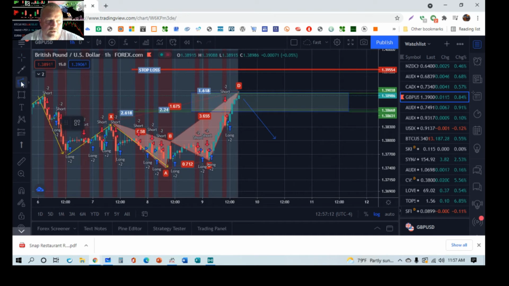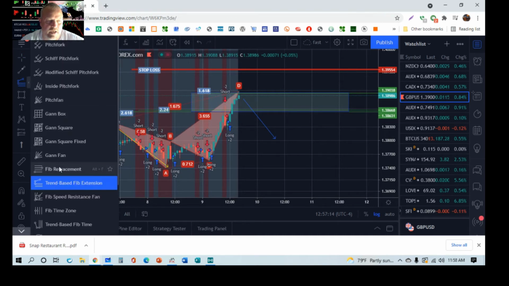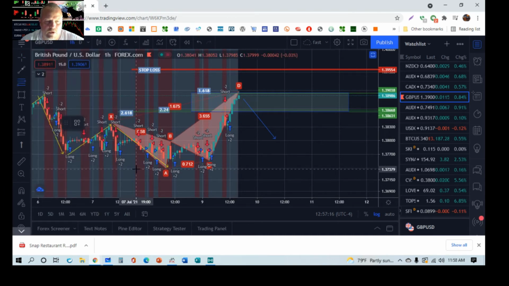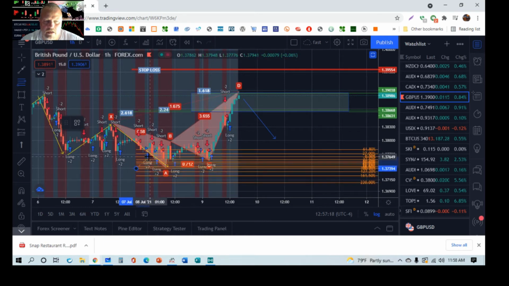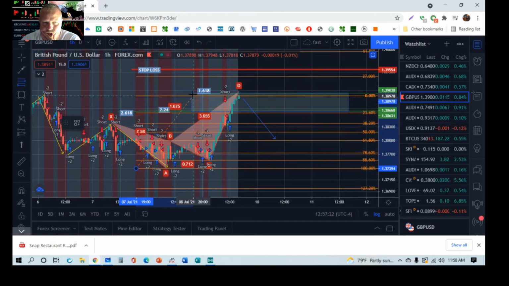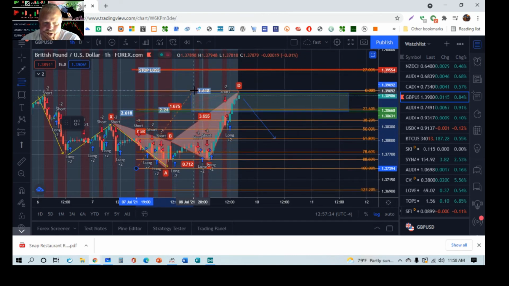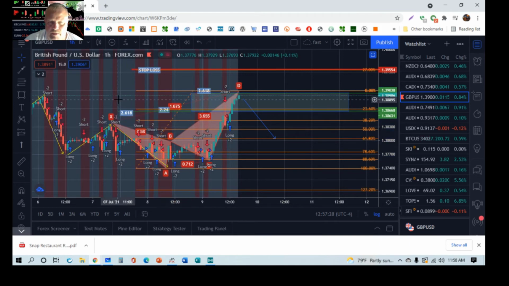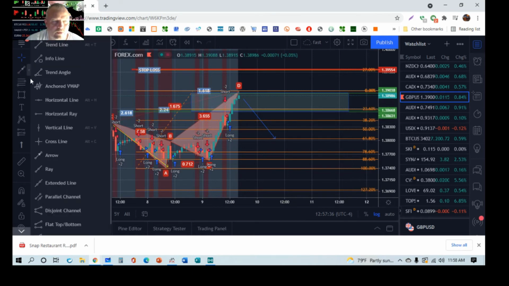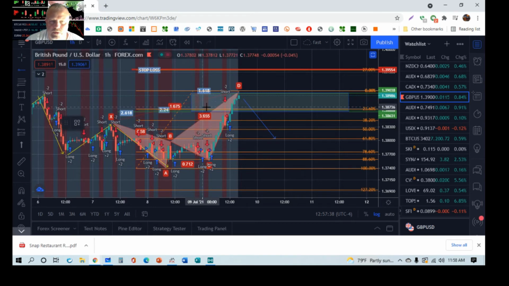We'll go back to the regular Fibonacci. We'll go from A up to D, wherever it stops, and once you start getting in the trade, then you start taking your take profit. So you want to go to here, this is your first target. So we're going to pull that here.